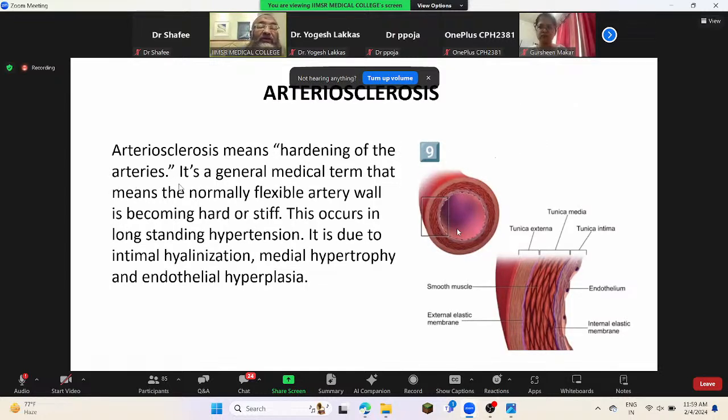Arteriosclerotic means hardening of the arteries. It's a general medical term that means the normally flexible artery wall is becoming hard or stiff. This occurs in long-standing hypertension. It is due to intimal hyalinization, medial hypertrophy, and endothelial hyperplasia. Here you see the 3 layers, and all these 3 layers undergo a change which makes the arterioles very hard.